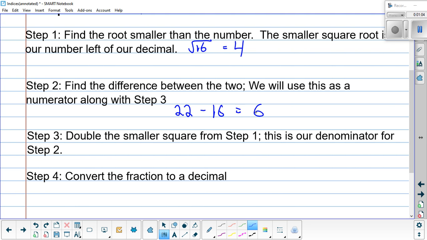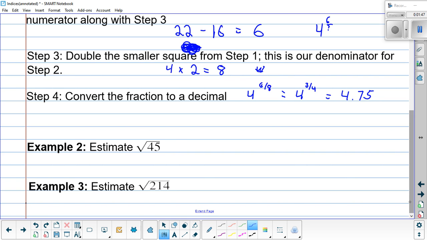So far that is our numerator. I'm going to write this as 4 and 6 over, I don't know. So this is what we're going to find. Double the smaller square from step 1. So 4 times 2 is 8. It should say the smaller square root, just the number. So here we write 4 and 6 over 8, which we can write as 4 and 3/4, which is 4.75. So pretty close.